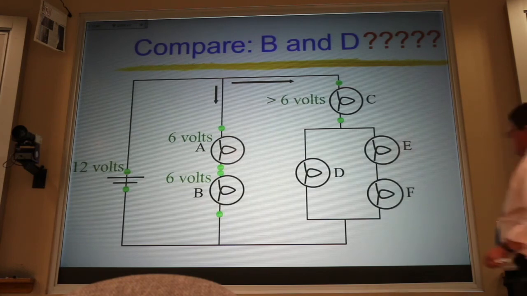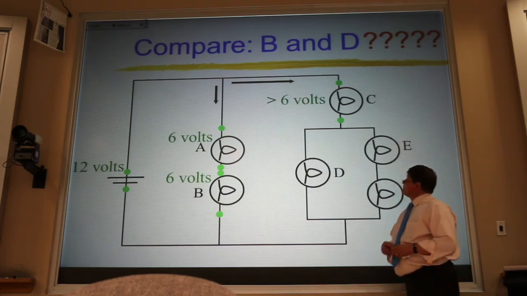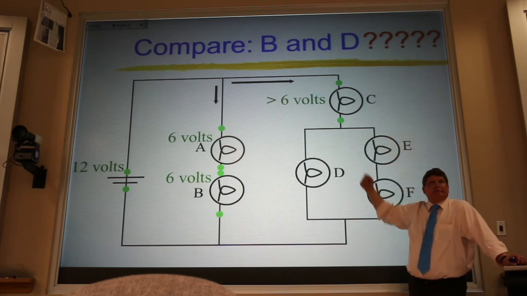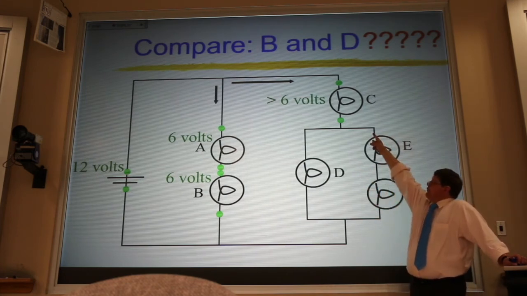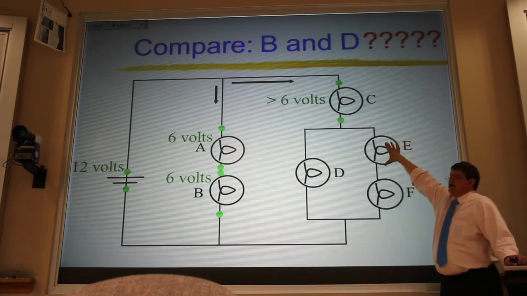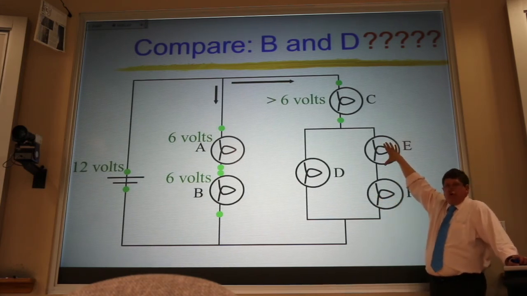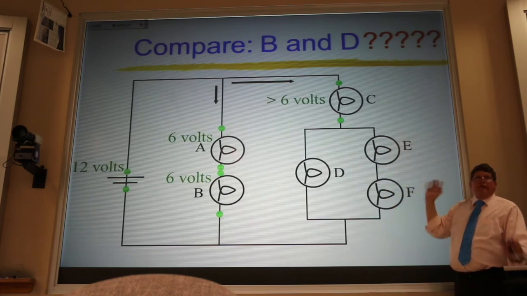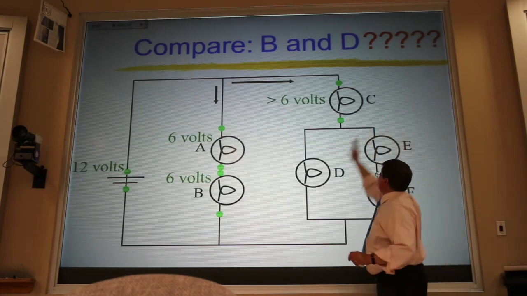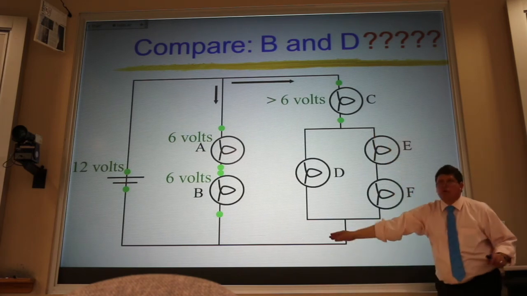Now, I'm going to put a number to that. 8. I made that up. I pulled it out of my right ear. Okay? If that's 8 volts, what's that? 4. And what's it across this bulb? 2. And 2. Every path has to add up to 12. That would be 8 plus 4 is 12. 8 plus 2 plus 2 is 12.